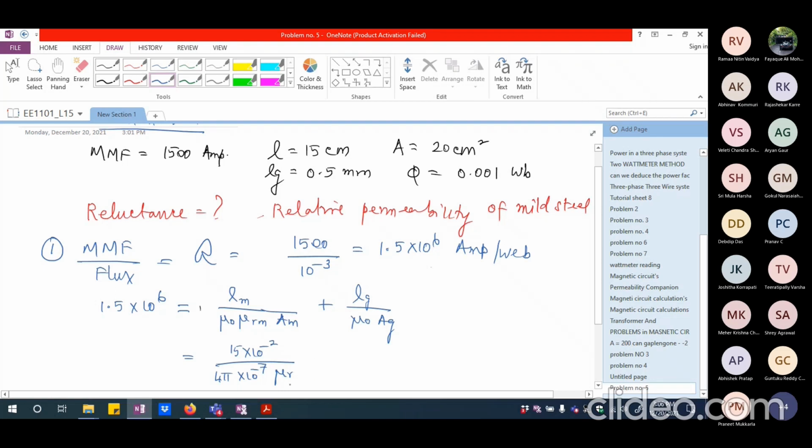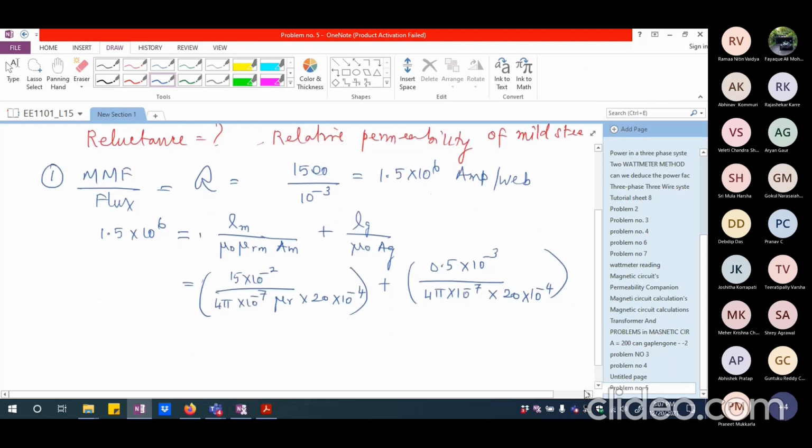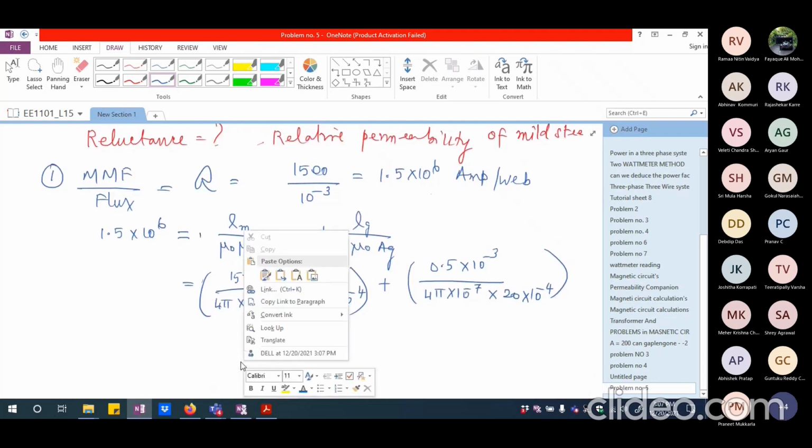area. Area is how much? Area is 20 centimeters square. So 20 multiplied by 10 power minus 4. So this is one portion. The other portion is going to be Lg, which is 0.5 multiplied by 10 power minus 3 divided by 4 pi into 10 power minus 7 multiplied by 20 multiplied by 10 power minus 4. So from which you should be able to calculate what is mu R. Only unknown is mu R. So please calculate mu R from this.